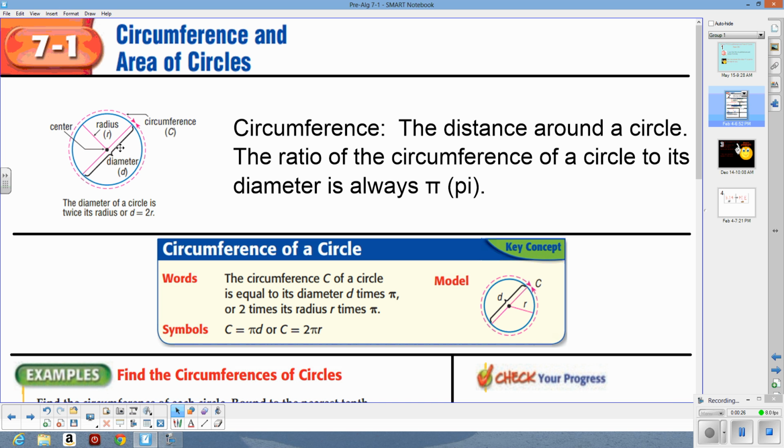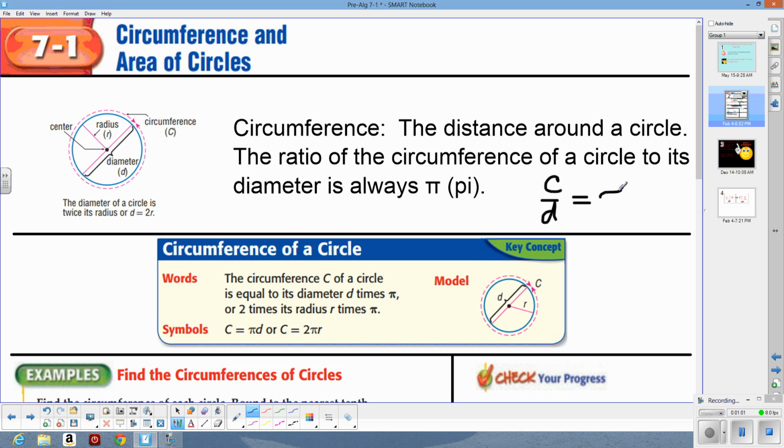A chord is any segment with both endpoints on the circle. A diameter is a special kind of chord that goes through the center. The distance around a circle is called the circumference. The ratio of the circumference of a circle to its diameter is always pi. In other words, the ratio of the circumference to the diameter is always pi.